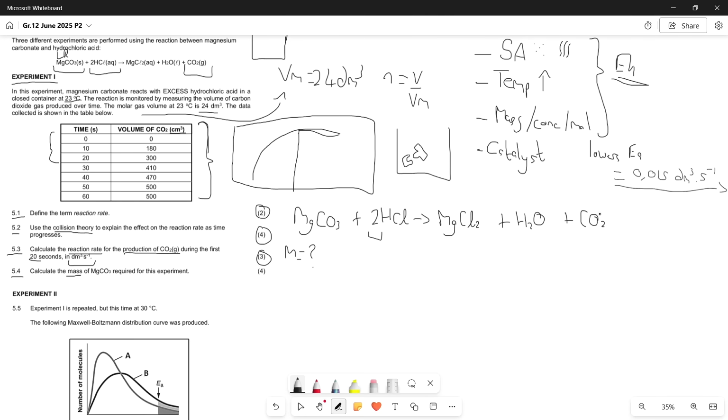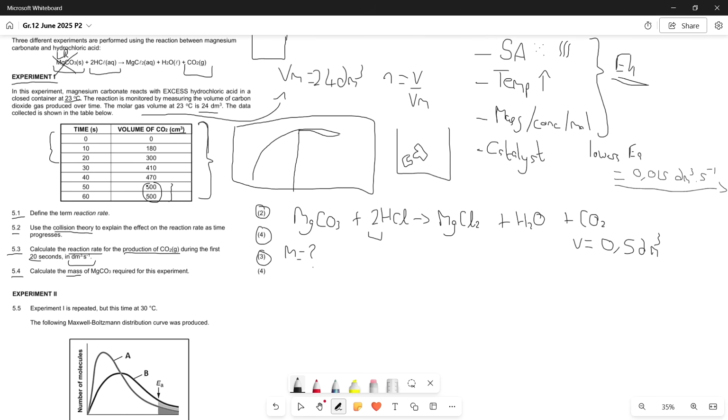Which means if we actually have the amount of CO2 that was measured, it means it is based on the limiting reagent, not the thing in excess. In the beginning, they gave us the VM over here at this specific temperature of 23 degrees Celsius, which means we're going to work with where this experiment ends, because this 500 here that hasn't increased from 50 to 60 seconds is the stage where our MgCO3 ran out, which means we're going to work with our V of 500. But a reminder that this is cm3, so we need to convert it. We need to divide it by 1,000, which means our volume is 0,5 dm3.